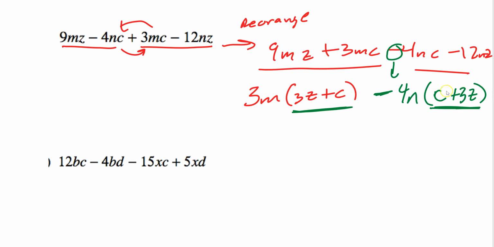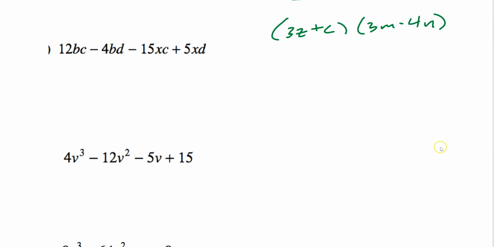Remember, it doesn't matter how you add. So this is the same thing as saying 3z plus c because it's a positive. So these are actually the same. You can pull it out. And you're left with 3m minus 4. Factor by grouping.